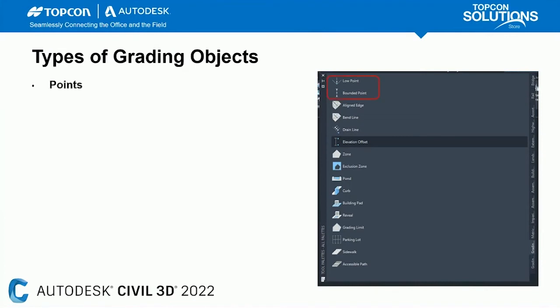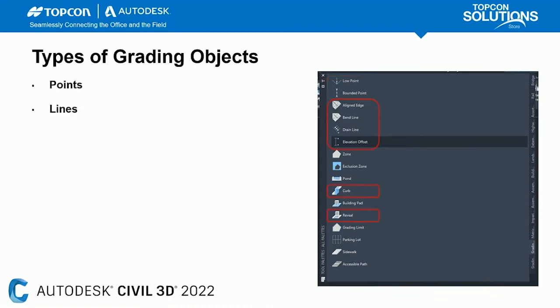So points. There's 2 types of points. There's a low point and a bounded point. Generally, a low point, you might use at a spot in a pond. Bounded point, that can be a fixed elevation, or it can be a range. So like it has to be at 5 feet, or it can be at a range of like 4 feet to 6 feet.